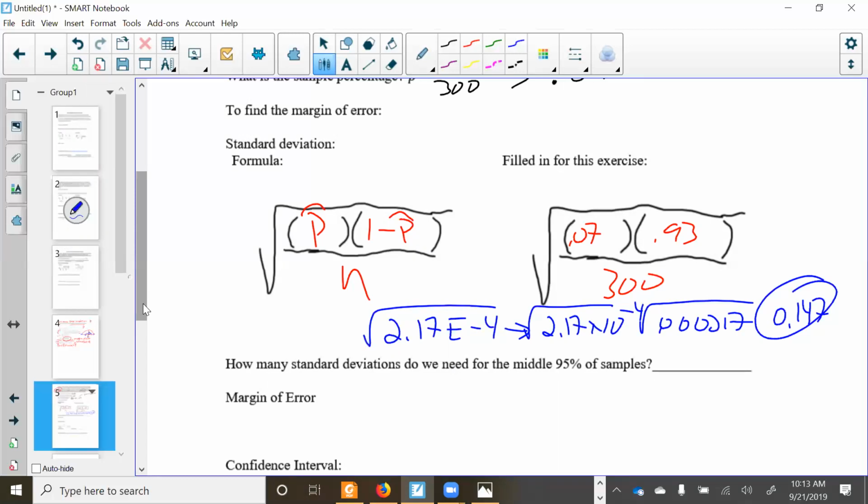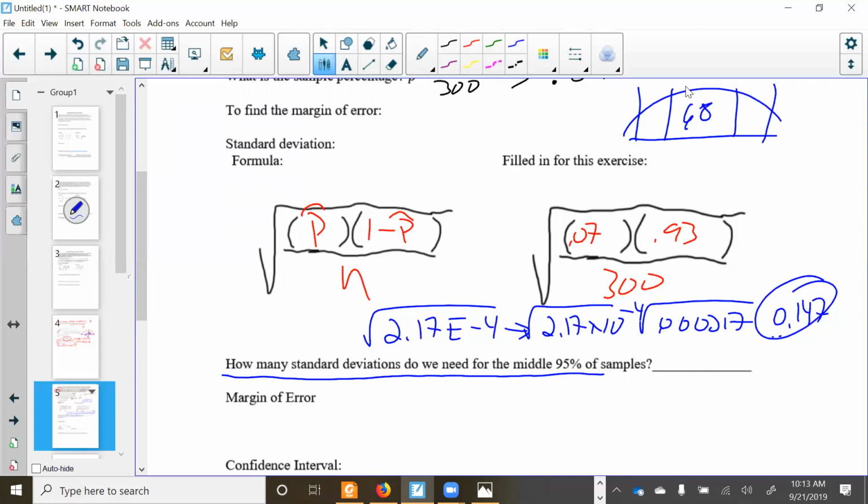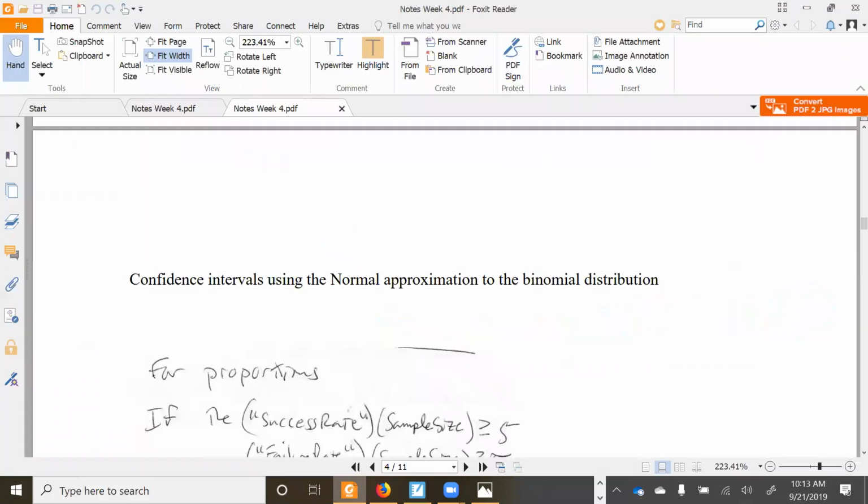So I know this is normal. I'm not going to talk about it as a sampling distribution. We just know that this is the standard deviation of all the possible p-hats based on our sample. Now, how many standard deviations do we need to capture the middle 95% of samples? Well, if we think about the 68-95 rule, that's 2 standard deviations. We're going to get a little bit closer, make it a little more exact, because this is what the software does.